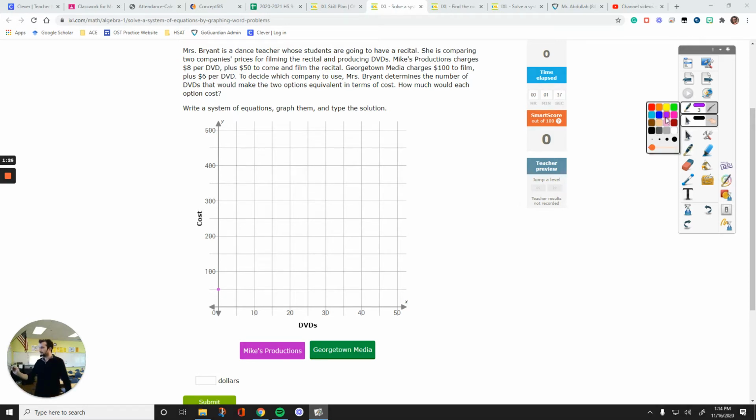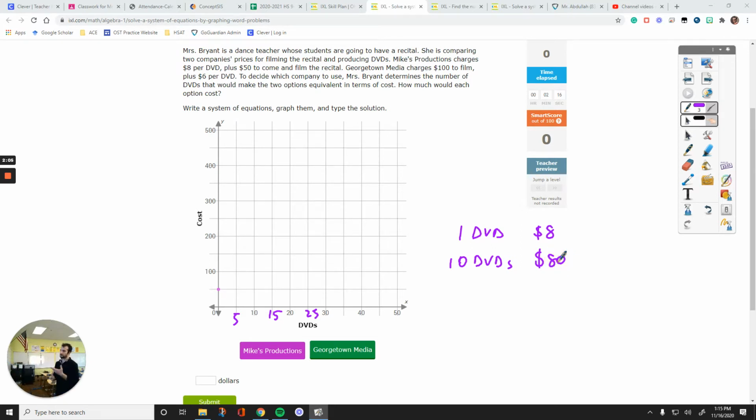The number of DVDs go by fives. So that's 15, 25. Now I'm looking for a number that I can divide. One DVD is $8, right? Look at the dollar amounts. Let's find what happens if we have 10 DVDs. Multiply by 10, $80. Does that help us? It doesn't go by 80s. So this number over here is 50, 150, 250. I'm trying to come up with one of those numbers after adding 50 to it.